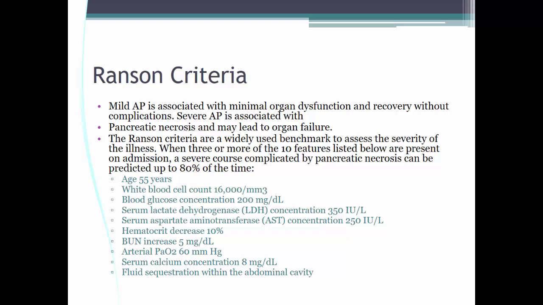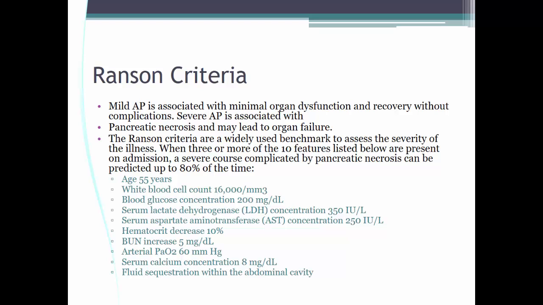So if you recall the mnemonic, George Washington got lazy after. George is for greater than 55 years of age. Washington is for WBC more than 16,000. GOT is for glucose more than 200. Lazy is for LDH more than 350. And after is for AST greater than 250. So now, from the hematocrit down is the prognostic signs during the first 48 hours.